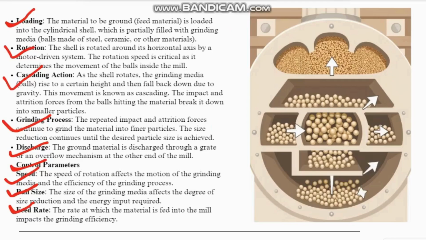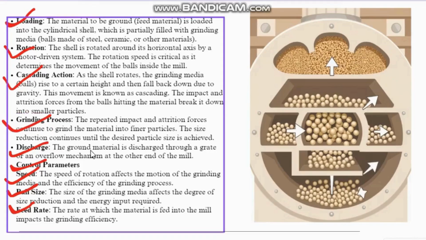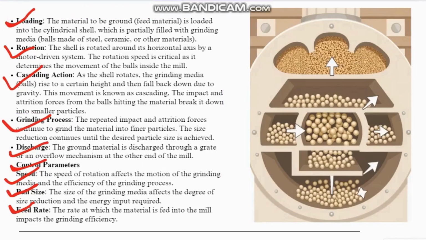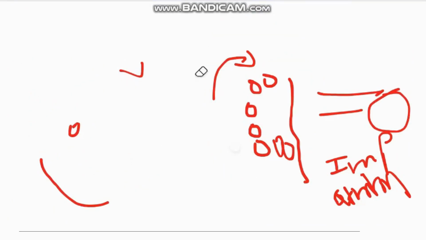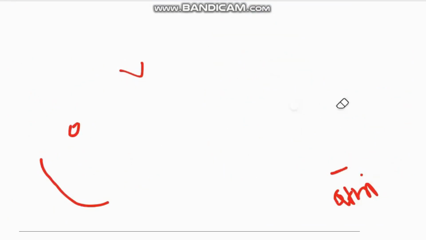The next step is discharge. That is, the ground material is discharged. Sorry, after the size reduction process, the resultant powder particles are collected through the feed outlet, or you can say the discharge.